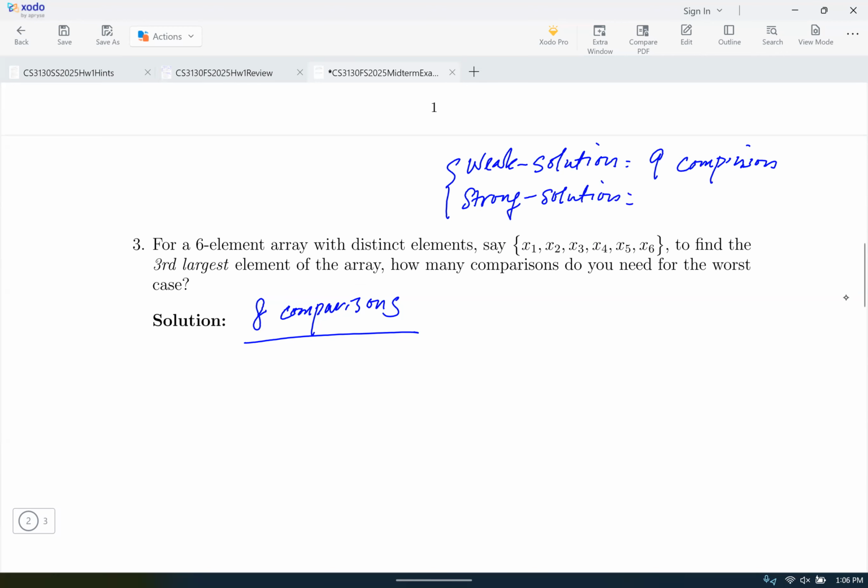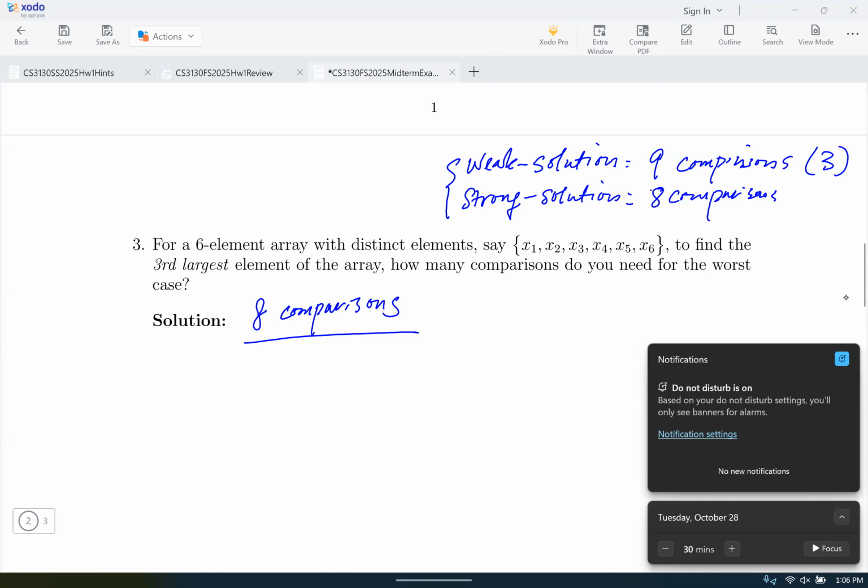Then, you know, that's the best solution. 8 comparisons. And a weak solution, you get 3 points. Not a full credit. Not full credit. What's wrong?